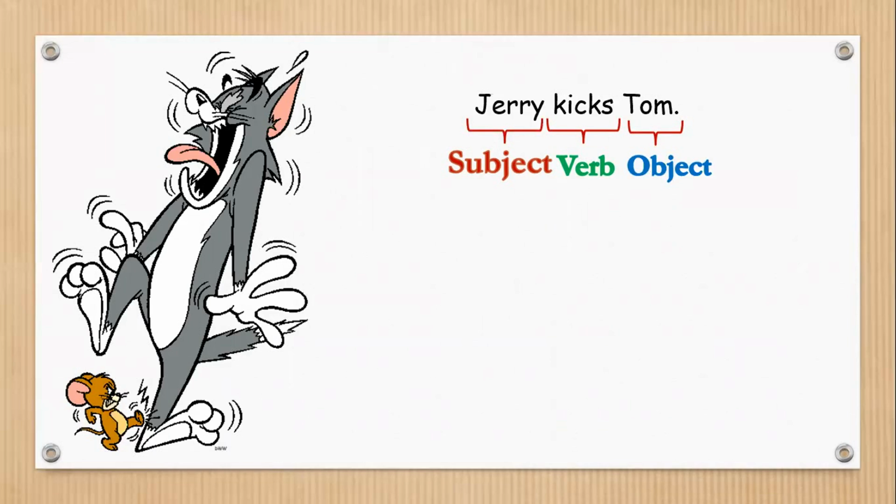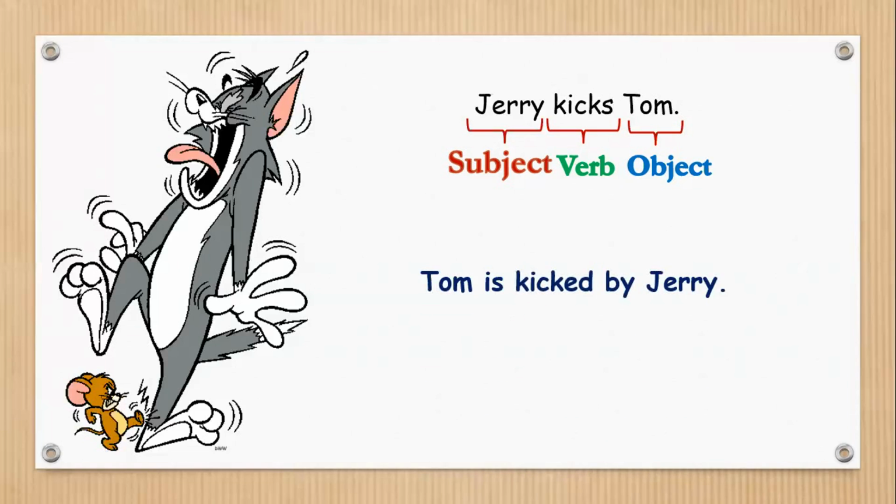En esta oración tenemos una oración en voz activa. Primero tenemos a Jerry, quien es el sujeto, luego el verbo, que es kicks, que en español significa patear, y luego tenemos a Tom, que es el objeto, porque él recibe la acción, es decir, Jerry patea a Tom. Jerry es el que patea, Tom es el que es pateado.